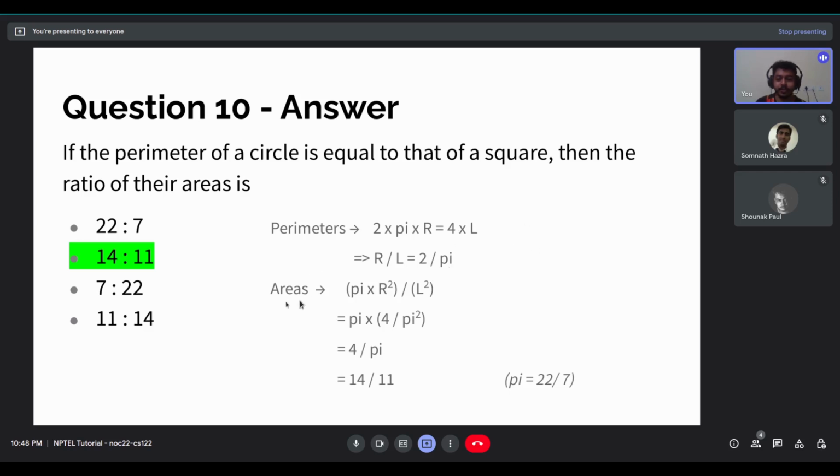And if you want to take the ratio of the areas, the area of the circle is pi into radius square, divided by the area of the square, which is L square. This is the ratio of their areas. If we put in this value 2 by pi, we get pi into 2 square, which is 4, divided by pi square. If we cancel this pi out, we are left with 4 by pi. If we substitute the value of pi as 22 by 7, then we are left with 14 divided by 11. So finally the ratio of their areas, the correct answer, is 14:11.